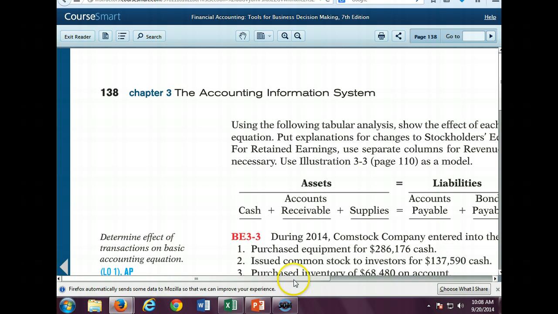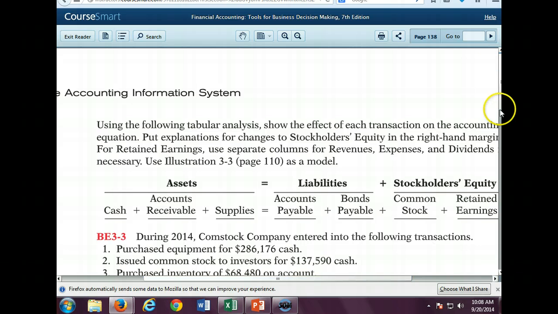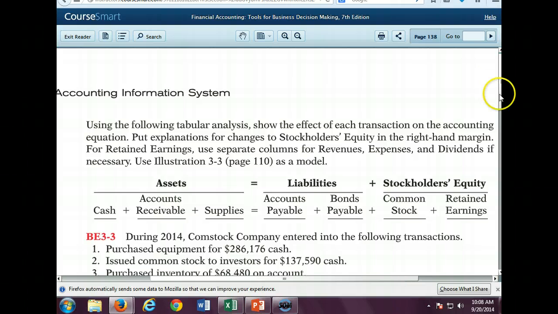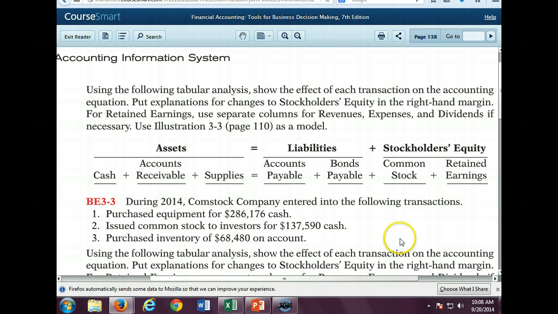We've got B3. Using the following tabular analysis, show the effect of each transaction on the accounting equation. Put explanations for changes to stockholders' equity in the right-hand margin. For retained earnings, use a separate column for revenues, expenses, and dividends if necessary. Use illustration 3.3, page 110 as a model. Let me see what 110 is.